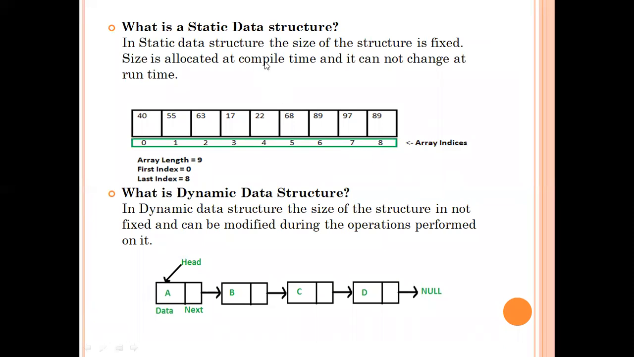Next point is what is static data structure and what is dynamic data structure. The static data structure means fixed. Size is allocated at the time of compile and it cannot be changed at runtime. So array is the example of static data structure because memory is allocated to the array at the time of compilation and we cannot change that memory at the time of running.